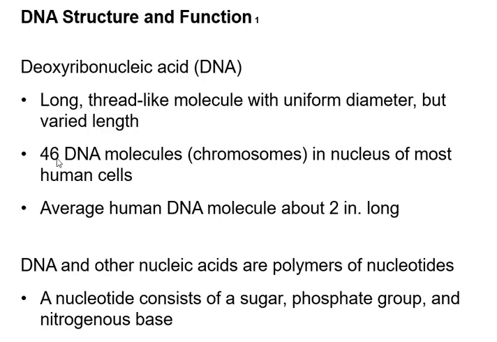Humans have 46 DNA molecules, which we call chromosomes, in almost all of our cells. The red blood cells don't have a nucleus, and the sperm and the egg have half this number, 23. So when the sperm plus the egg get together, 23 plus 23 equal 46, and you have the makings of a baby.